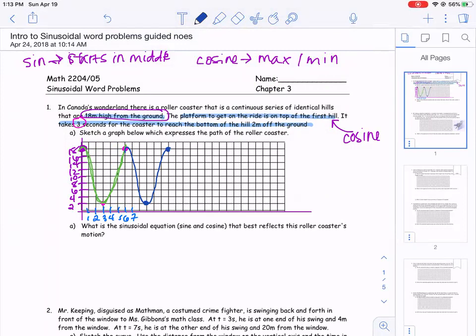So we know that you don't really know A yet. We don't really know B, but we know that our period is from start to finish 6 seconds. C, there's no left and right movement. And then D is going to be our midline.